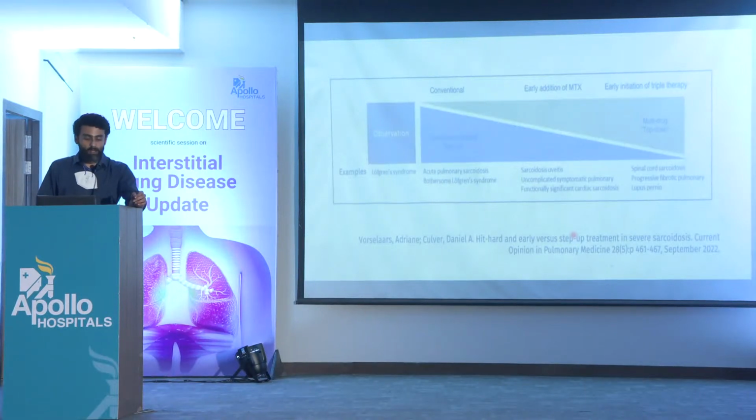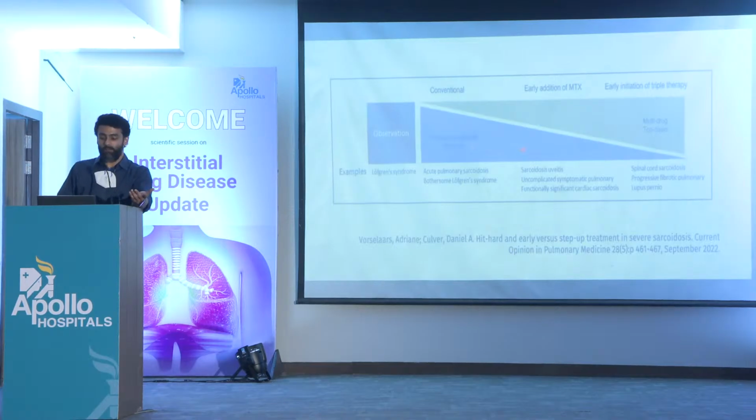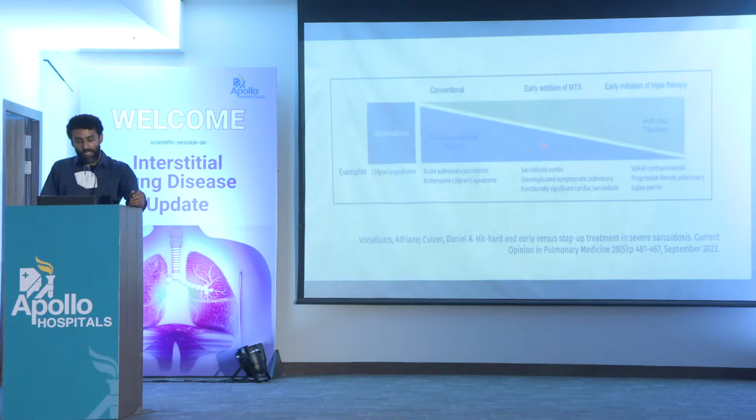So again, like I said, observation alone is sufficient when the symptoms are minimal, such as in Lofgren syndrome. So this slide just shows the spectrum of the treatment modalities. For instance, for acute pulmonary sarcoid or just your Lofgrens, which is bothersome, we can just do with steroids in a tapering fashion. But remember, the treatment duration for sarcoid is at least 1 year. So if we stop the treatment earlier, there are higher chances of relapse. So the addition of other immunosuppressants is based on the clinical context.